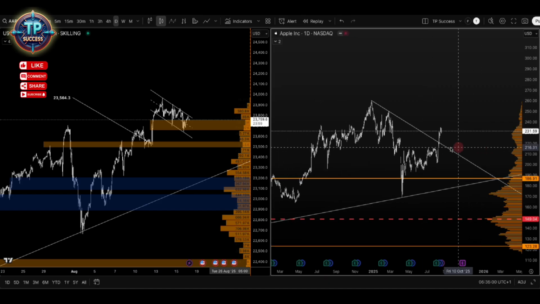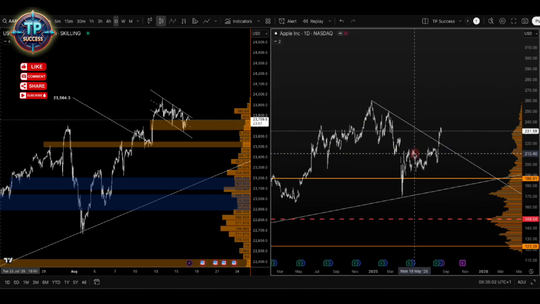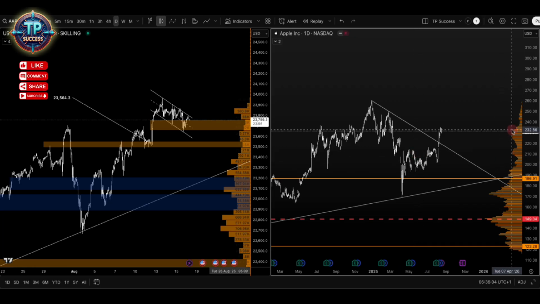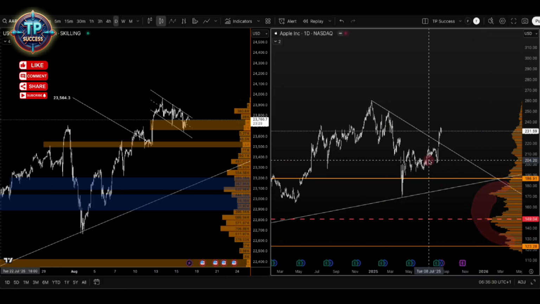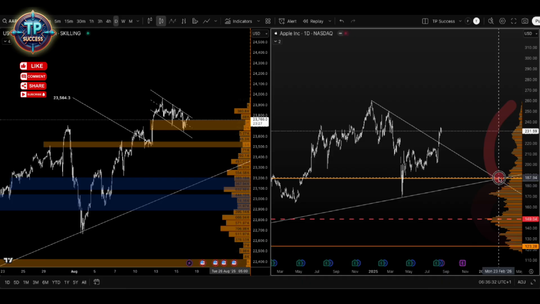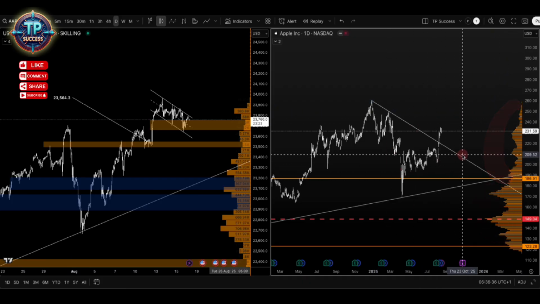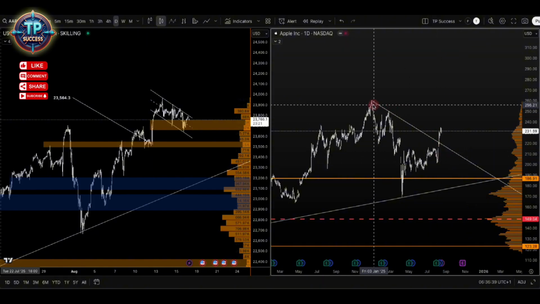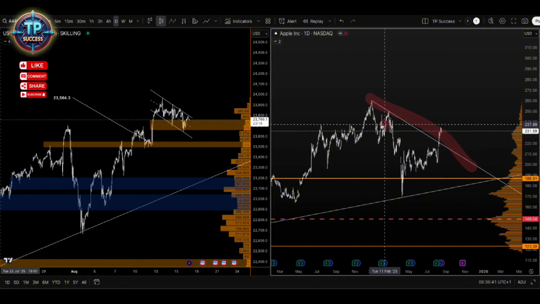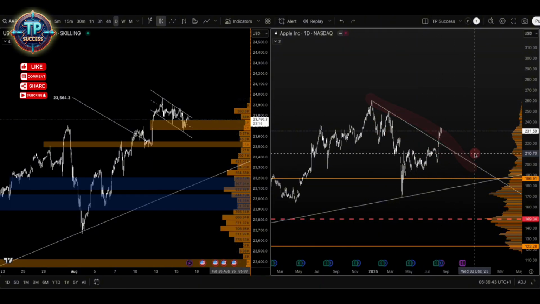So just like with the NASDAQ, we've got price in the low value area. So price closed above the high value area, right? And it's now in the low value area, and it's just pushing higher, which is great. And the trend line that I've just put there, price is just closed above that.